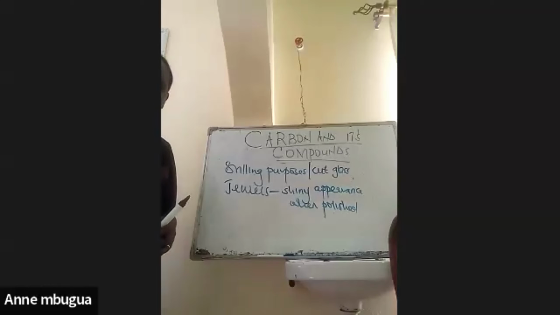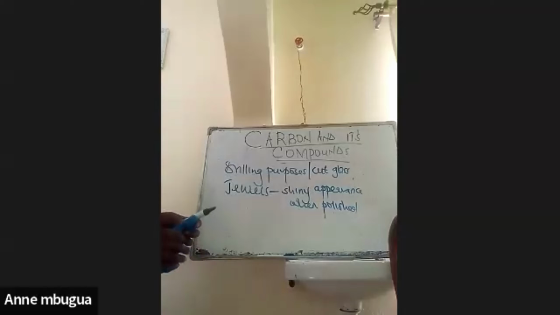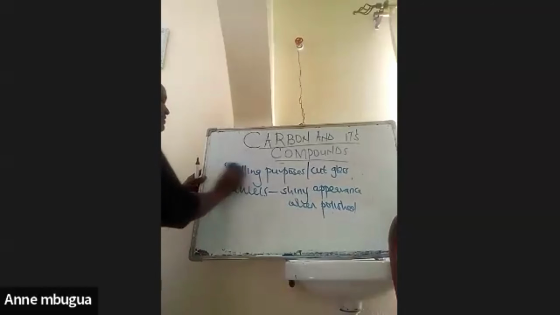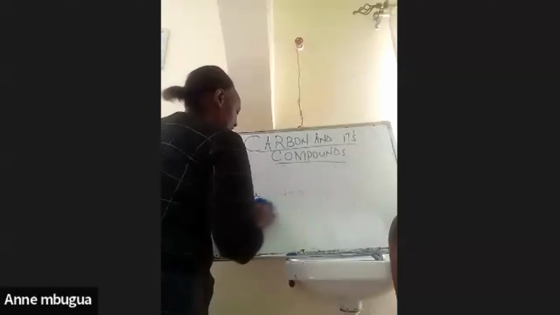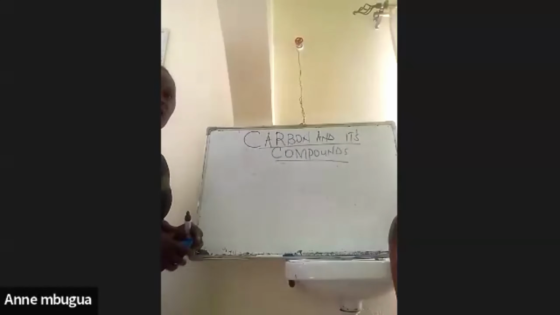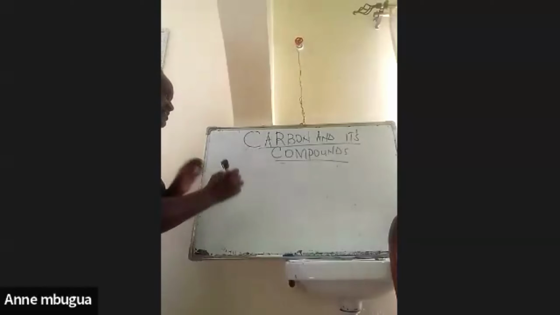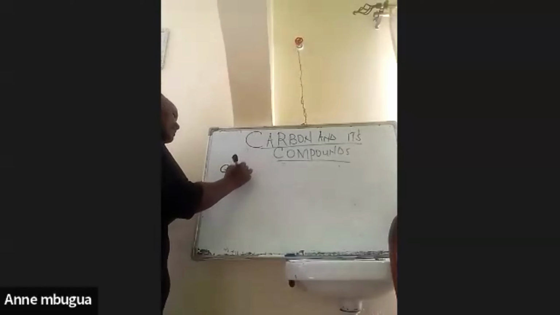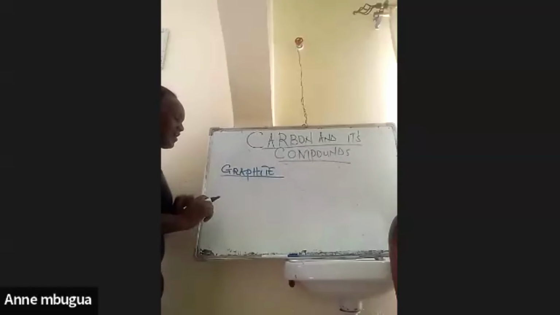The other allotrope of carbon that I'm going to discuss is graphite. It's another pure form of carbon. Graphite is the second pure form of carbon.